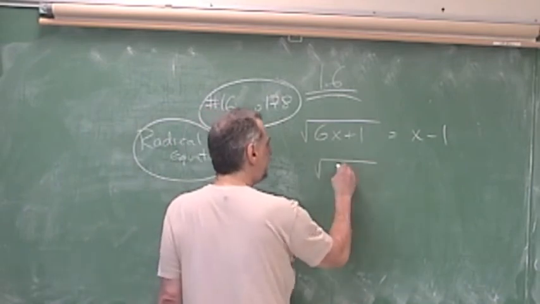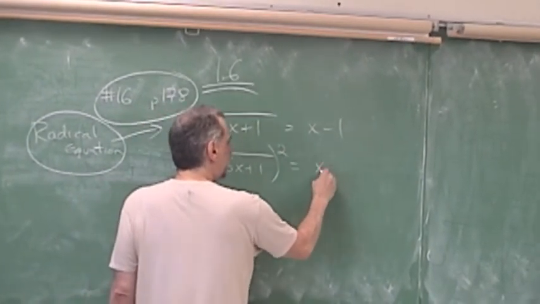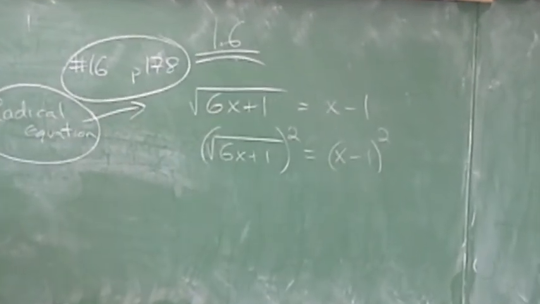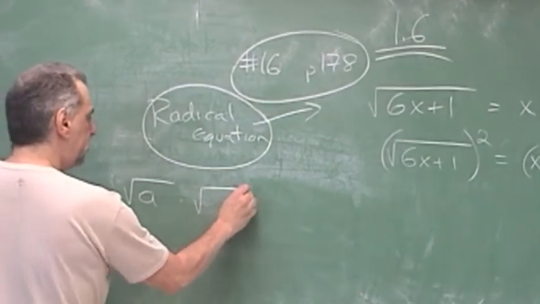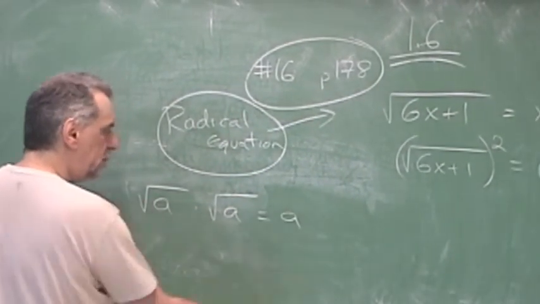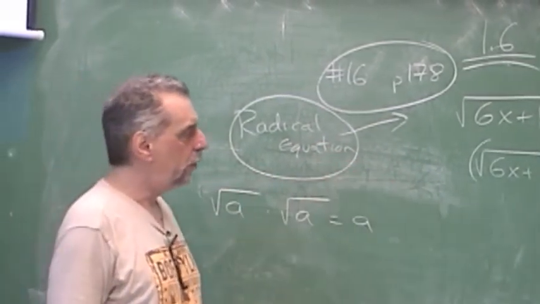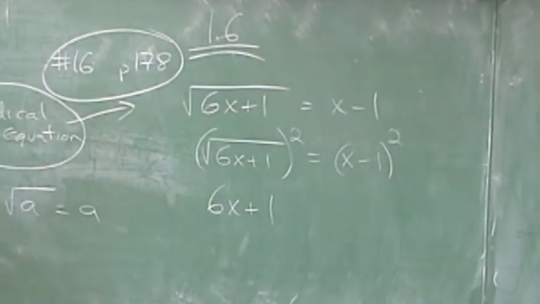So we're going to take the left-hand side and square it, and we're going to take the right-hand side and square it. Hopefully we remember that the square root of a times the square root of a is just going to be a. So if we square something that's underneath the square root, we just get what's underneath the square root. On the left-hand side, we're just left with 6x plus 1.